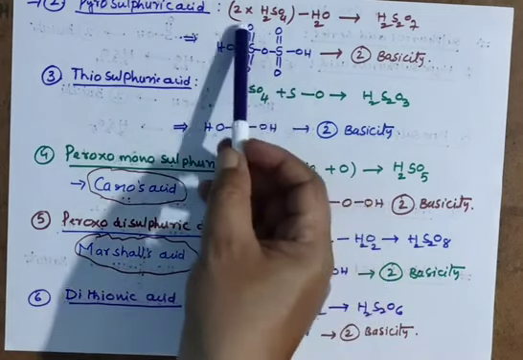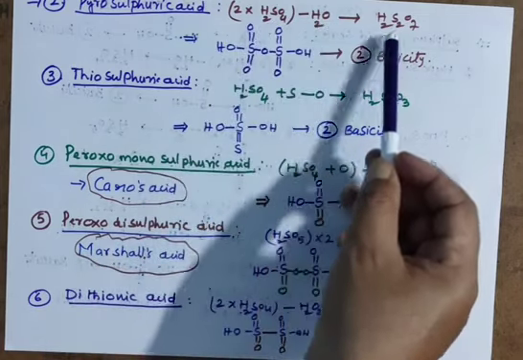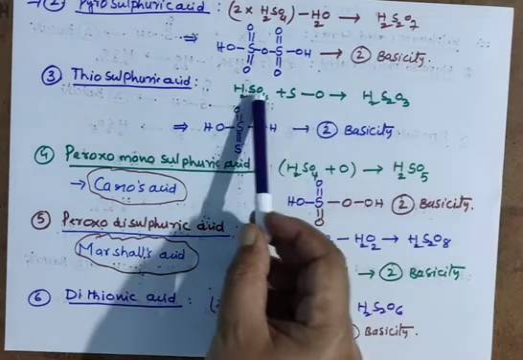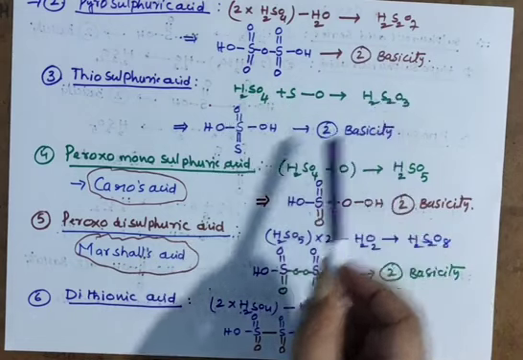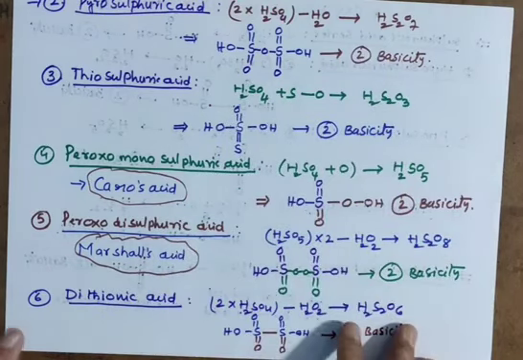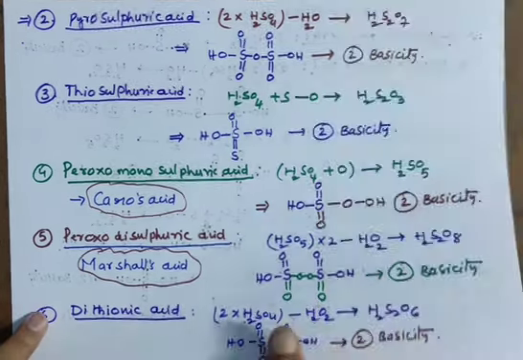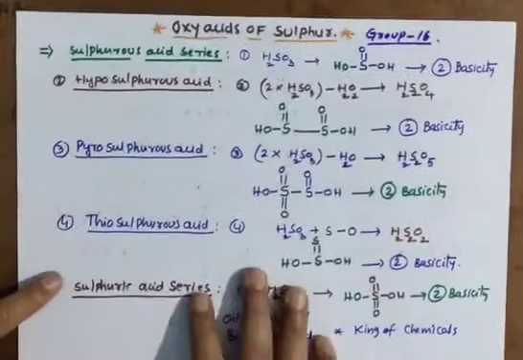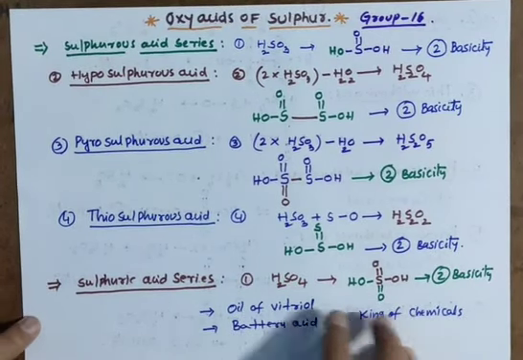No need to by heart. 2 into sulfuric acid minus water you are getting pyrosulfuric acid, and to the sulfuric acid add one sulfur, remove one oxygen, thiosulfuric acid you are getting, and same. So this is the tricky way to learn all sulfuric acid, sulfurous acid, oxyacids, names as well as structure and their basicity.